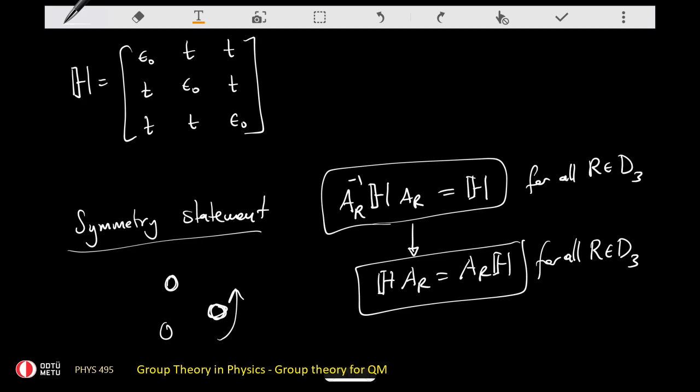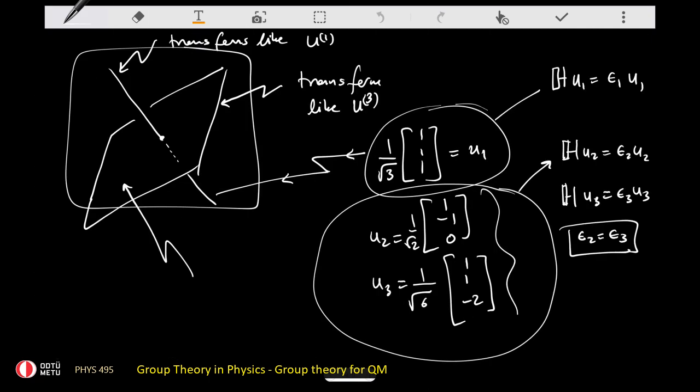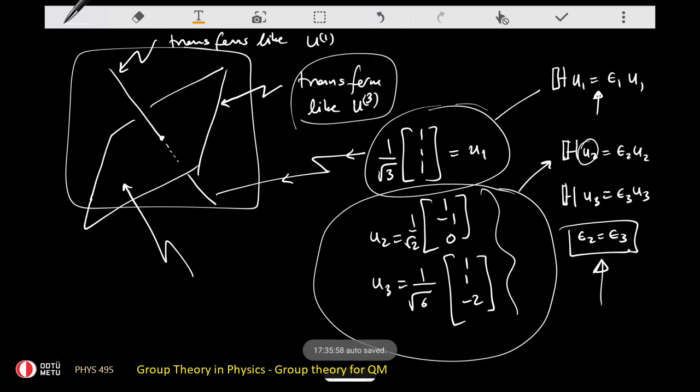In any case, that's the symmetry statement, and from it we reach the conclusion that the eigenvector that transforms like the U1 representation is also an eigenvector of the Hamiltonian, and also the vectors that correspond to the invariant subspace of the representation that transforms like U3 are also eigenvectors with the same eigenvalue. Right? I'm not going to repeat the argument here.